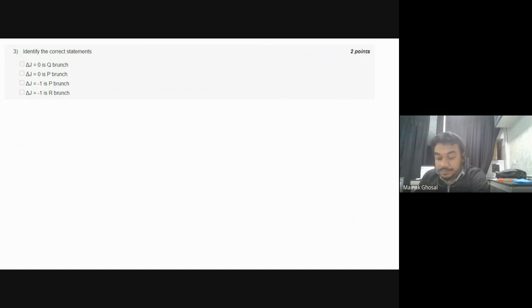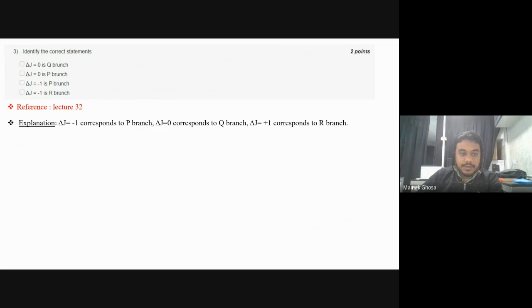I'm going to discuss this question. If you want to find this answer, you can find it in lecture number 32, what should be the proper selection rule and which branch corresponds to which transition. Therefore, delta J equals -1 corresponds to P branch. If delta J equals 0, this corresponds to Q branch. And if delta J equals 1, this will correspond to R branch.